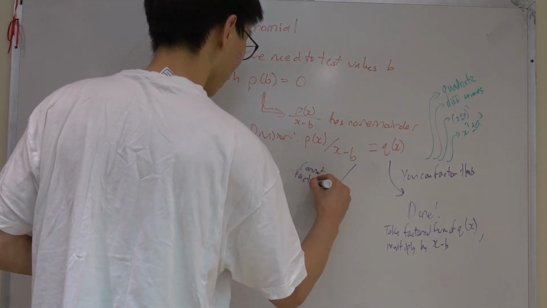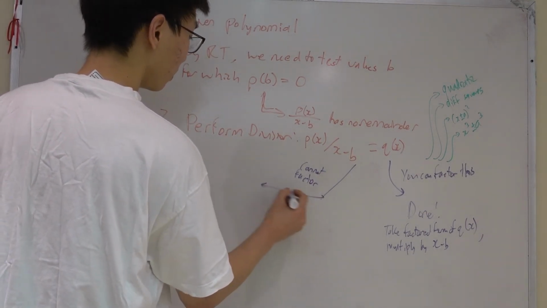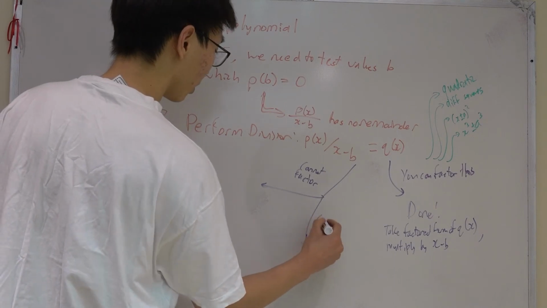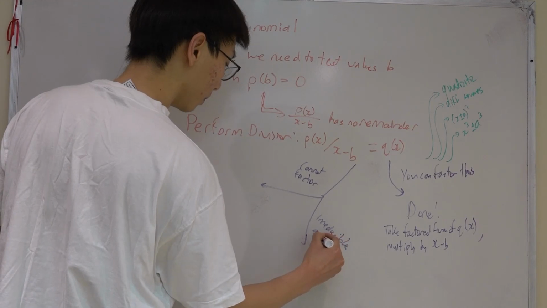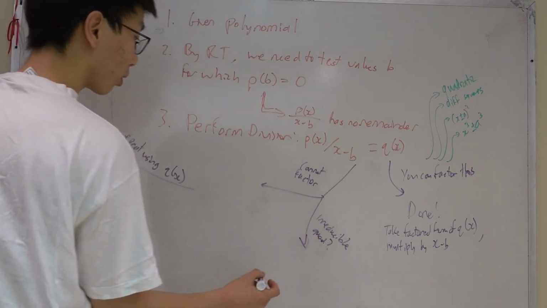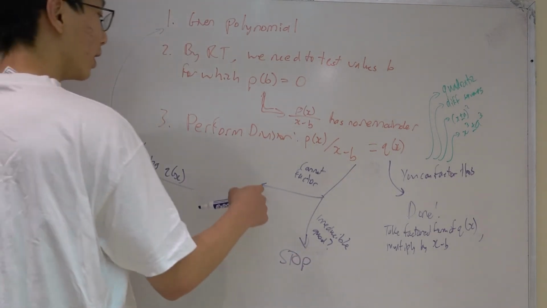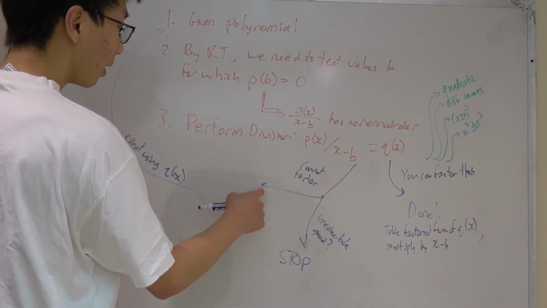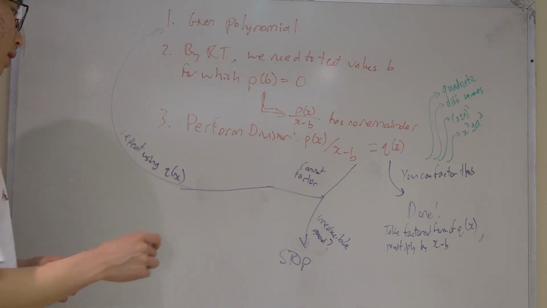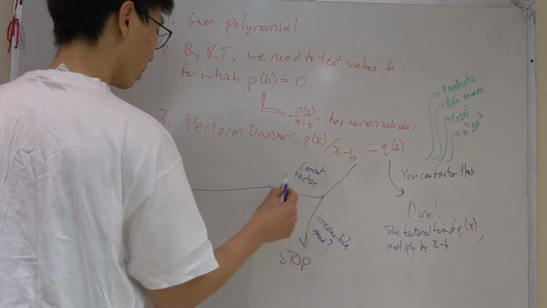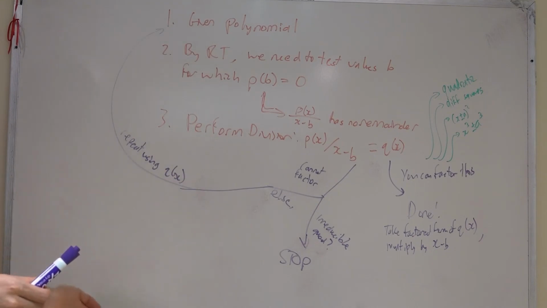You actually have to make a decision here. Your first decision is: is it an irreducible quadratic? If it is an irreducible quadratic, then you have to stop. And if it is a reducible quadratic, then all you have to do is repeat the process again. So else, you do this again. So this is a sort of flow chart of how you get your factored form.